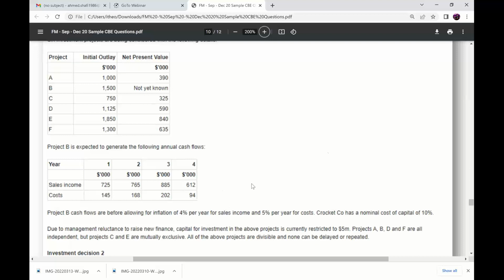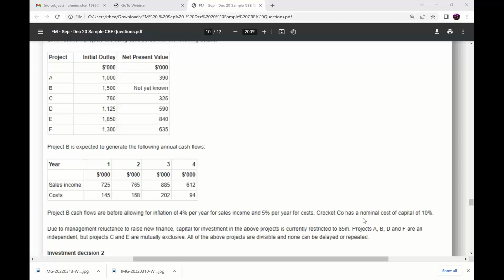Revenues and costs of all 4 years are given. Now it's written that project B's cash flows are before allowing for inflation of 4% per year for the sales income and 5% per year for the costs. Now project B's cash flows are before allowing for inflation. They have not yet been inflated. 4% per year on sales income and 5% per year on costs. Okay. Crockett has a nominal cost of capital of 10%.